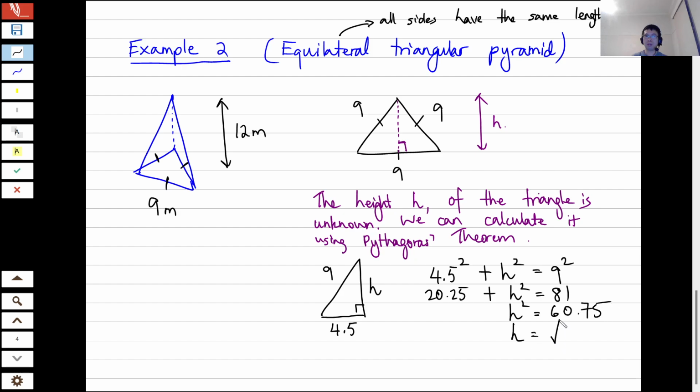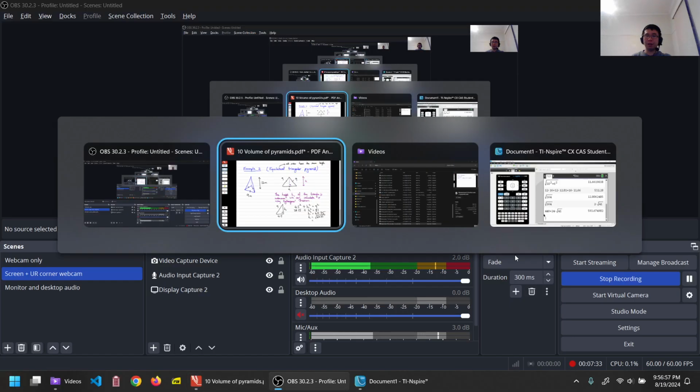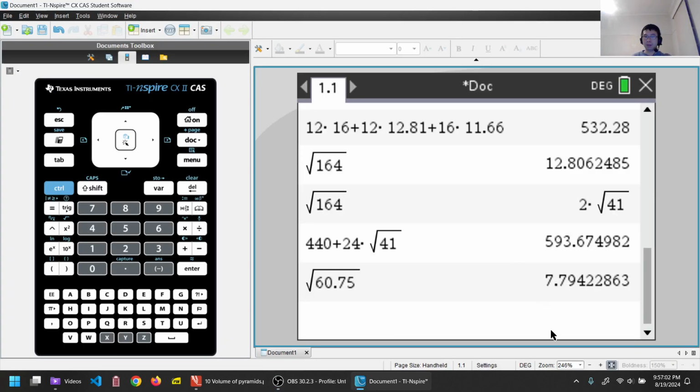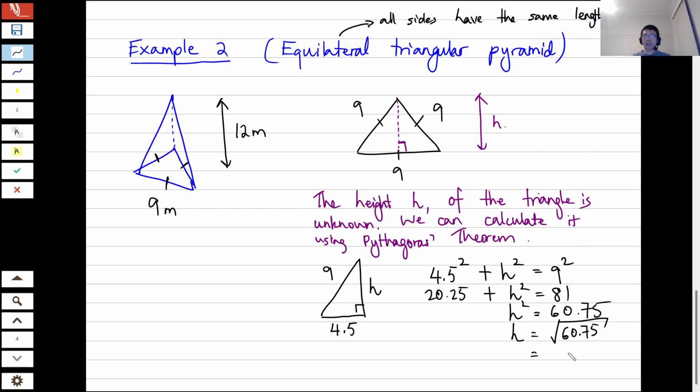And now I need to take the square root of this. And for the square root, you generally need a calculator. So here I get 7.79. Or we can just keep the square root and round at the end. It actually doesn't matter. I'll just keep one more decimal place. Okay, we've got the height. So now we can write the following.